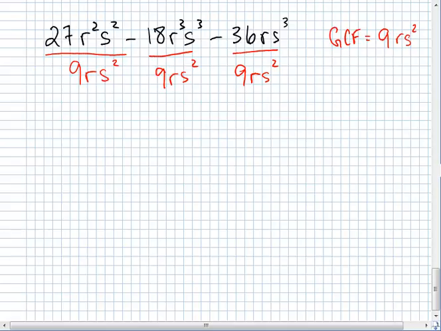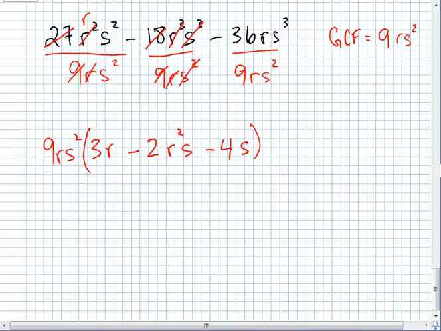Okay, so the GCF is 9rs squared. So I'm going to go through and divide each of those by 9rs squared, just like I did before. In other words, 27 divided by 9 is 3. And then r squared divided by r is just r. S squared divided by s squared is just 1. So again, my 9rs squared doesn't disappear. It's still there. I've pulled it out front. I factored it. I'm dividing it out of each of these terms. Okay, minus 2r squared s. If you do this division here, 18 divided by 9 is 2. R cubed divided by r is r squared. And s cubed divided by s squared is just s. And there's the rest of it there.